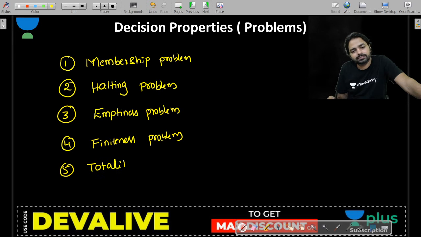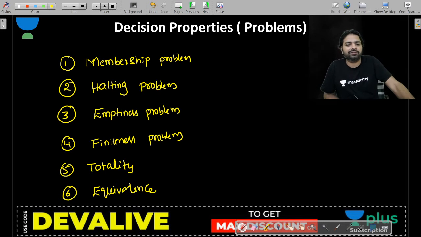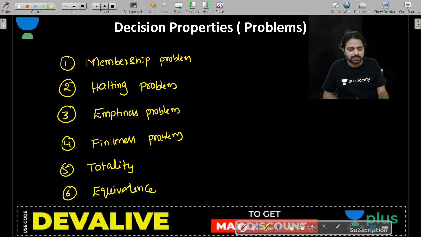Totality and something like equivalence, and various problems are there. I'm not writing all of them here. First we will learn definitions of these 6 operations.